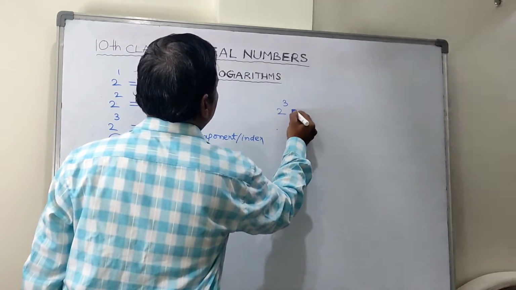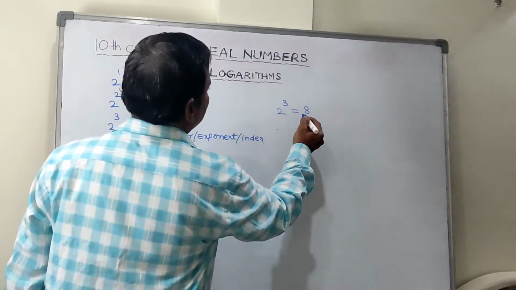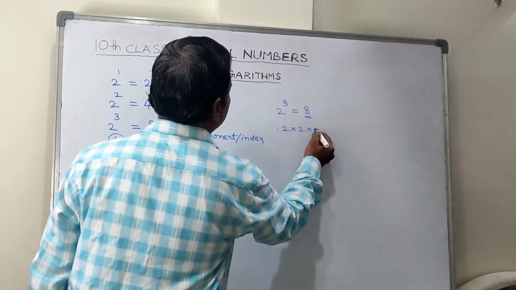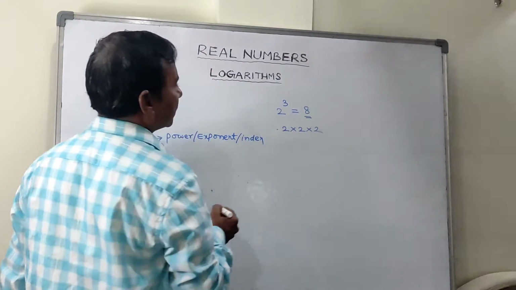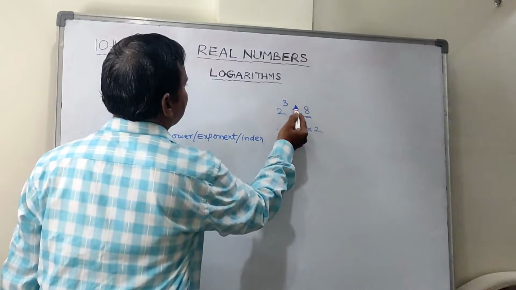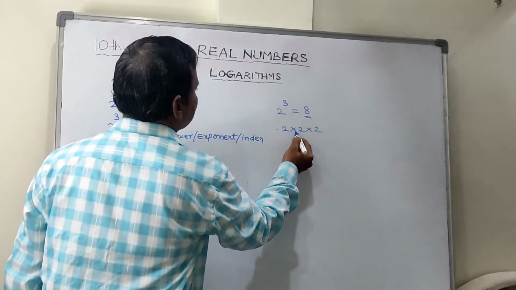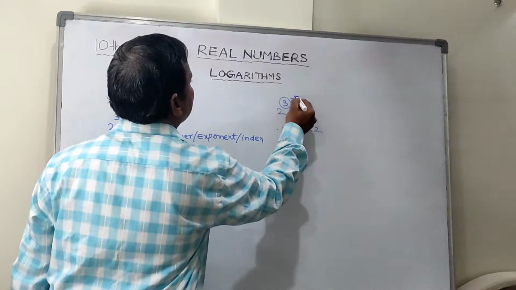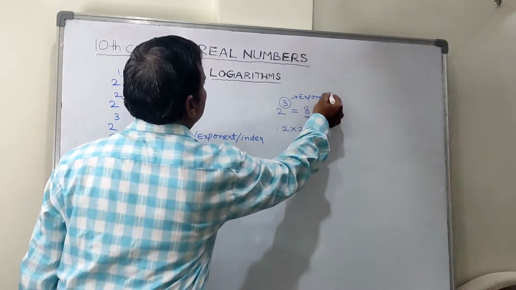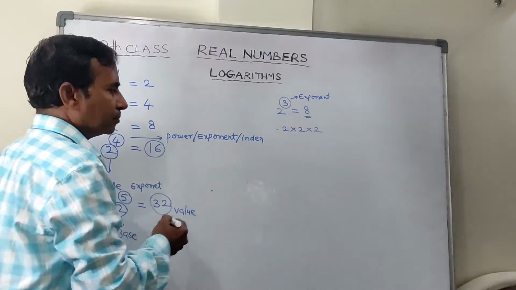In general, 2 cube is equal to 8 means how are we getting this 8? By multiplying 2 into 2 into 2. 2 2s are 4, 4 2s are 8. It means 2 is to be multiplied 3 times to get 8. So, when 2 is multiplied 3 times, that 3 we have written as the exponent here. Exponent is nothing but how many times the base is multiplied.